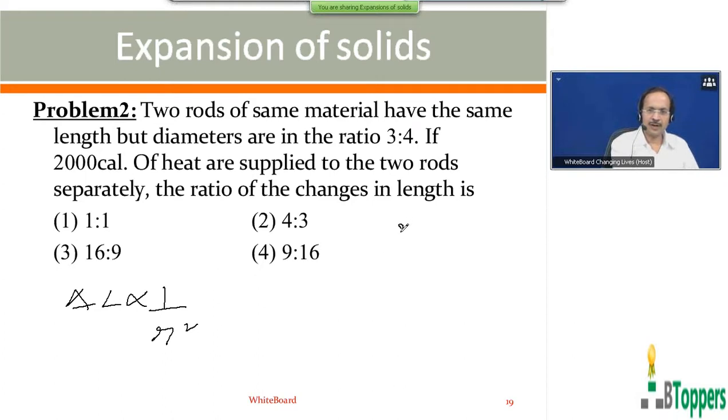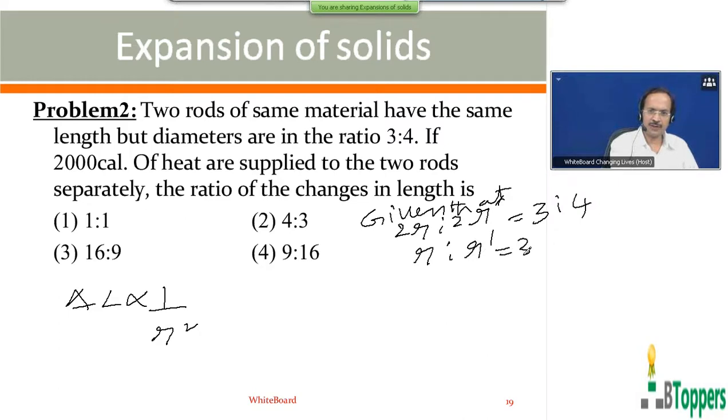So here, if small r is the radius of cross section of first rod, the diameter of first rod is 2r. Small r dash is the radius of cross section of second rod, diameter of second rod is 2r dash. This ratio is given to be 3:4. So ratio of the diameters is 3:4, means ratio of the radius of cross section can be taken as 3:4.